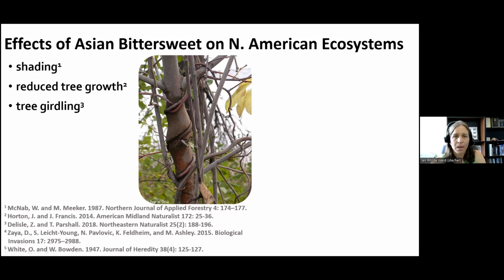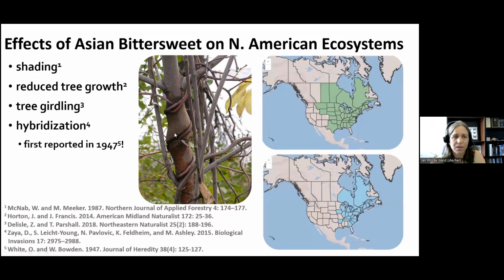One of the most interesting insidious effects of Asian bittersweet, though, is hybridization between the Asian bittersweet and the North American bittersweet. There was a study about this that came out in 2015 that used a few genetic markers to show that this was happening, but the morphological hybrids, so the intermediate-looking phenotypes of these two plants, were first reported actually in 1947.